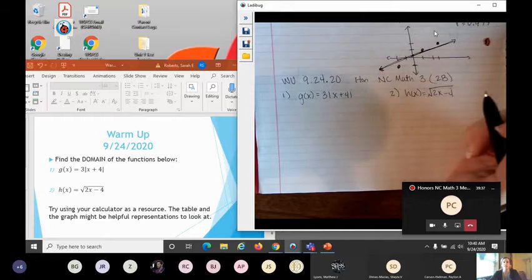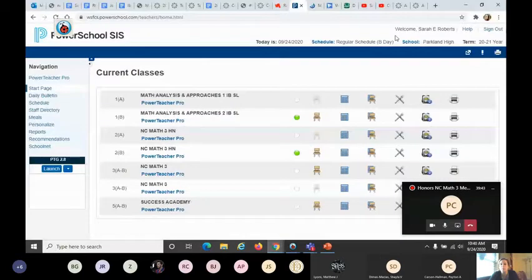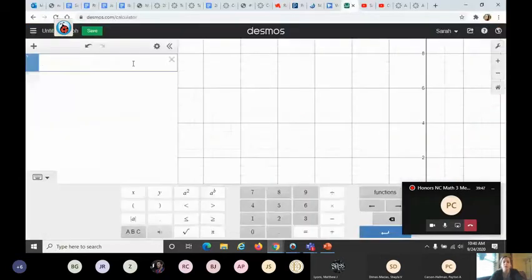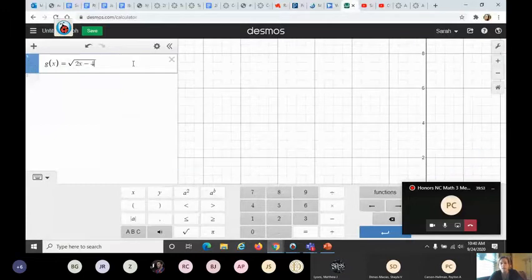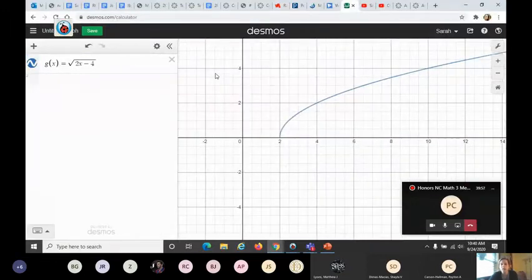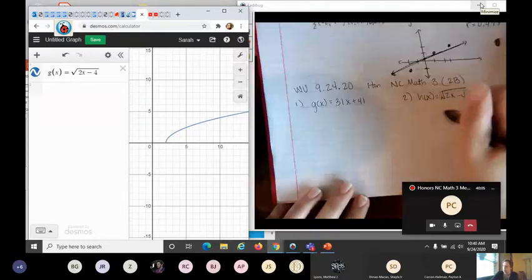And if you're really confused about what this might look like, we could go to Desmos. We could plot it. Hey, look, I have Desmos up right here. So we have g of x equals the square root of 2x minus 4. So let's move this so we can see it. So where does our domain start for this, Isai? 2. Yeah, so it starts at 2, okay?